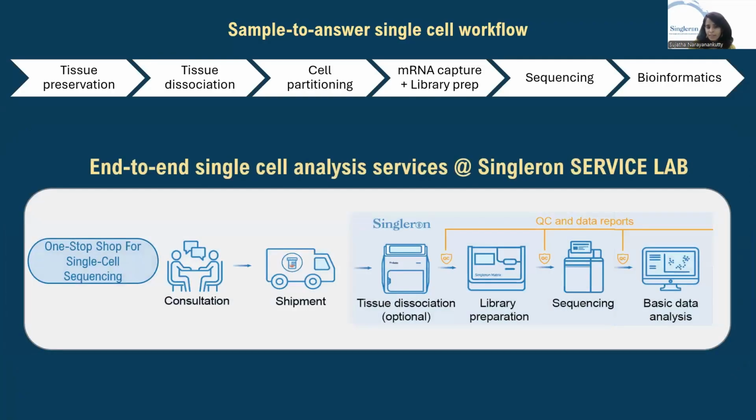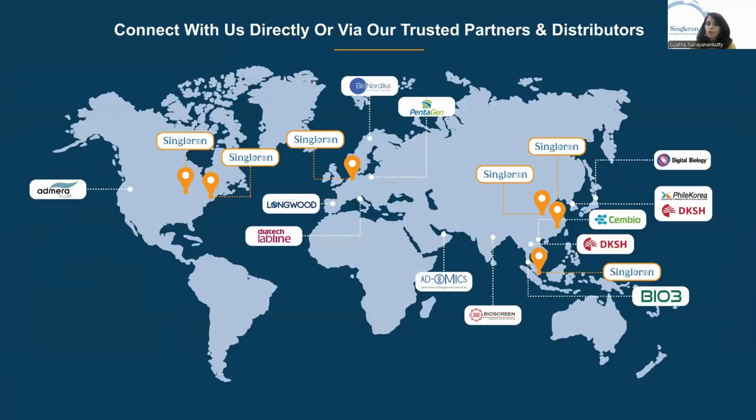We also have an end-to-end single-cell analysis service lab in Singapore, where we're based. So you can send samples here, you can use our preservation buffer, and then we can run through this whole thing and provide you with your final results with bioinformatics support. Or you can also connect directly with our trusted partners. Depending on where we are, we have collaborators and distributors who are ready to support you with all of these products, depending on the need and the question that you're looking to answer.